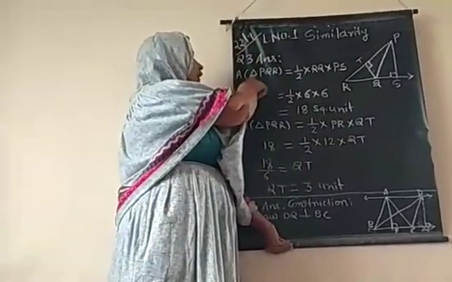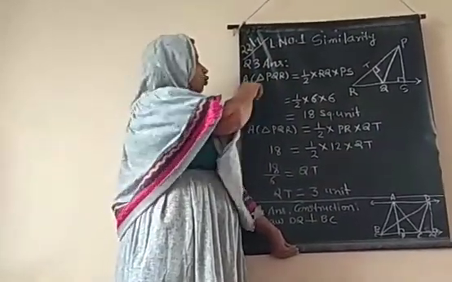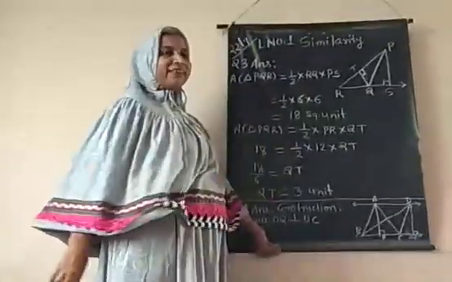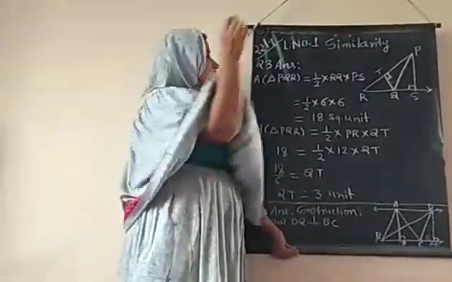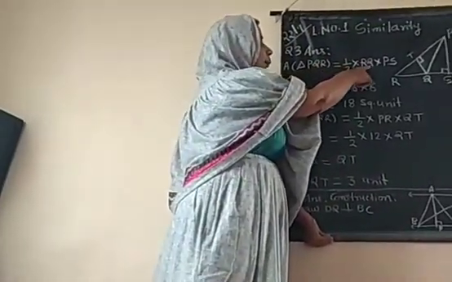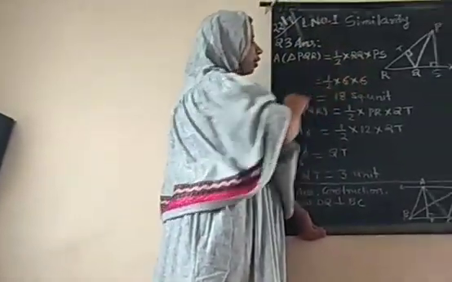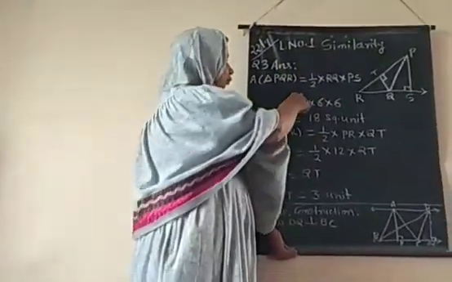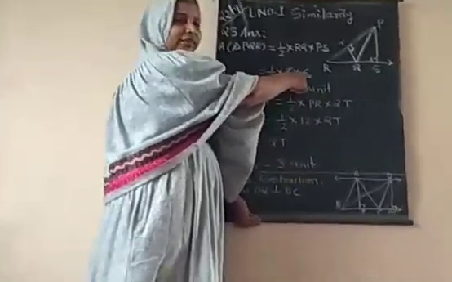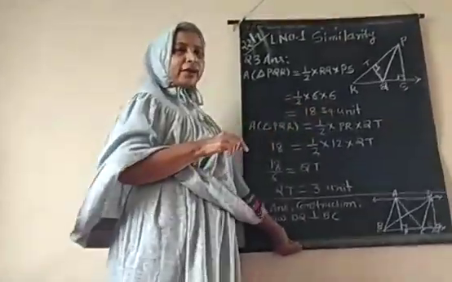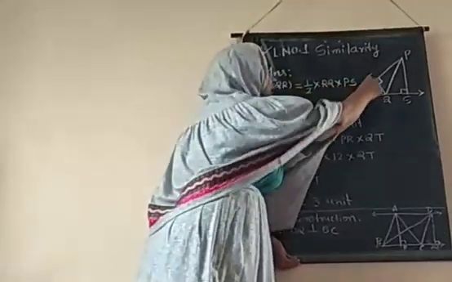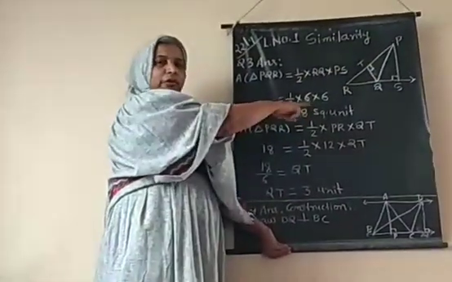So first we are finding the area of PQR for the given base and height value, that is half multiplied by RQ multiplied by PS. RQ and PS are both given as 6 units. Therefore, half multiplied by 6 into 6, 36, half is 18 square units. The area of this triangle PQR is 18 square units.